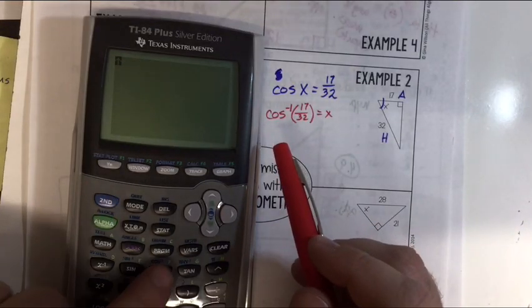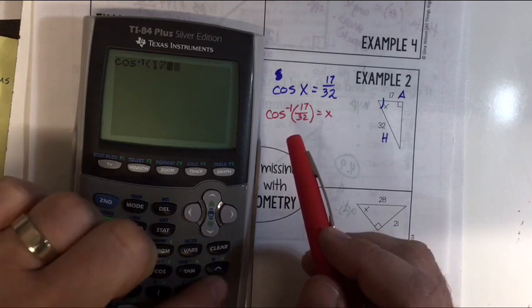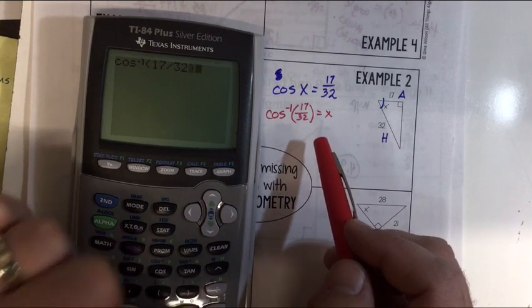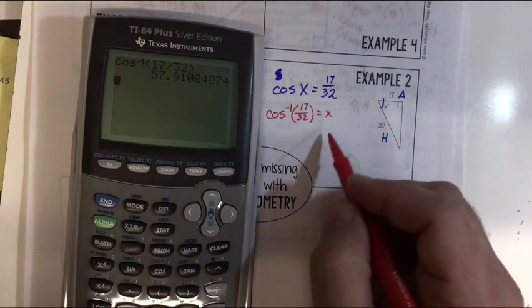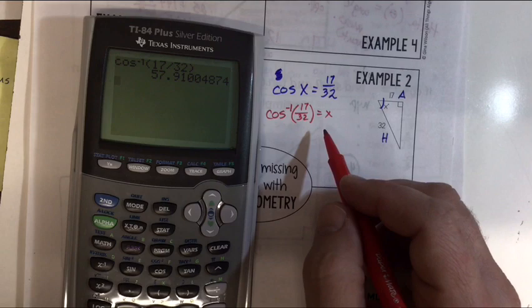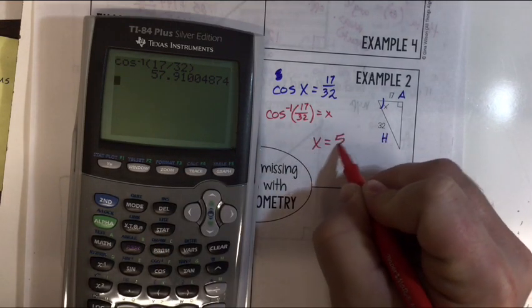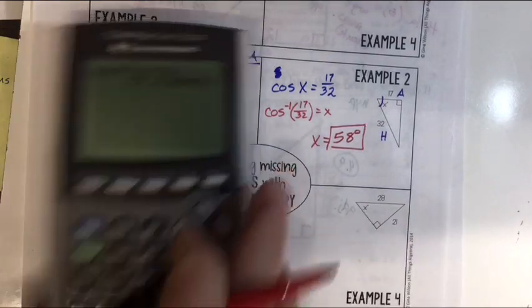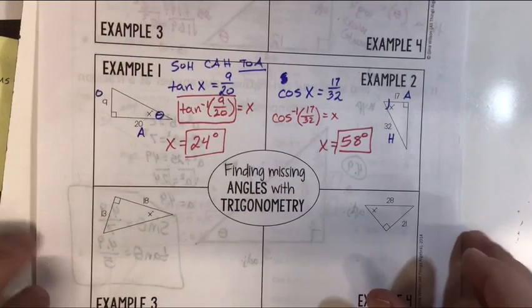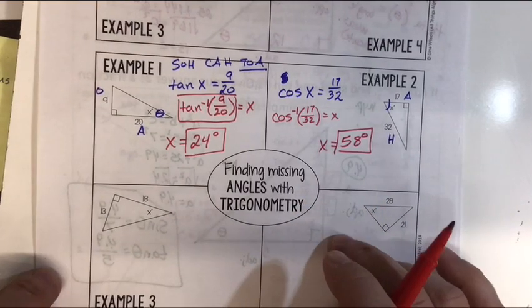Second, then cosine. Then enter your 17 divided by 32. Hit enter, and you get that this is approximately 58 degrees. This would round to a 58, so x is about 58 degrees. Okay? And so that kind of gives you some examples of how to use inverse trigonometry to find missing angles.